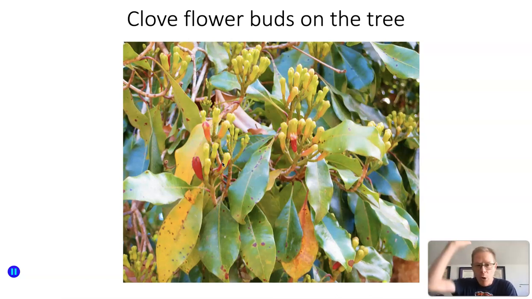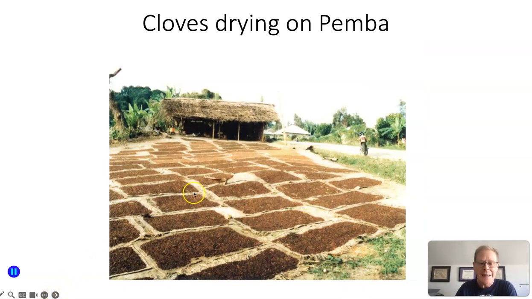So it means going over these trees over and over and over again to get all of the buds at their peak, which is just before they open up, and then laying them out on these woven mats so they can dry. And this is the island of Pemba, which is just north of Zanzibar, showing how that's still done through into the 21st century.